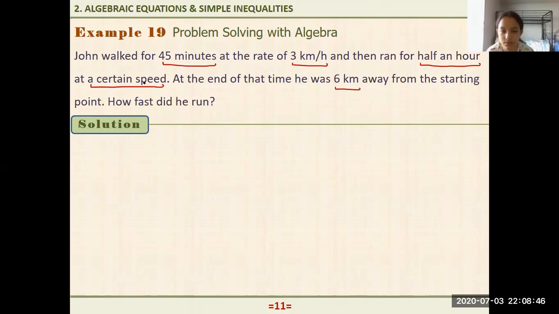A certain speed. I don't know this one, so I'm going to use X for this, right? So this one is X. I don't know the speed. And at the end of the time, he was 6 kilometers away from the starting point. Okay? How fast did he run? So that means asking, what is it? The speed, a certain speed, right? At this speed he ran, is it?